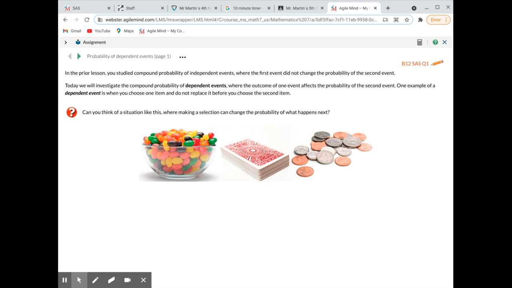So, can you think of a situation like this where making a selection can change the probability of what happens next? This is actually question 1 in your workbook. So, how can making a selection change the probability of what happens next?